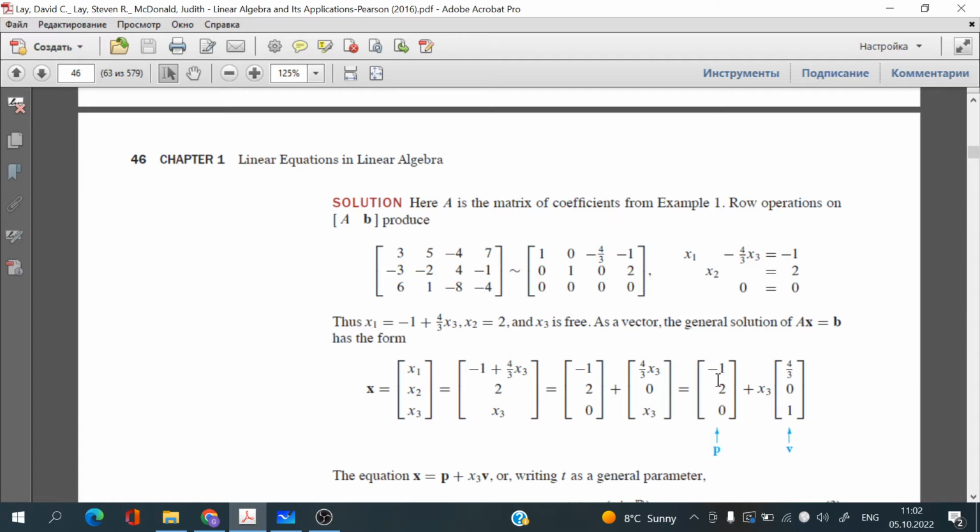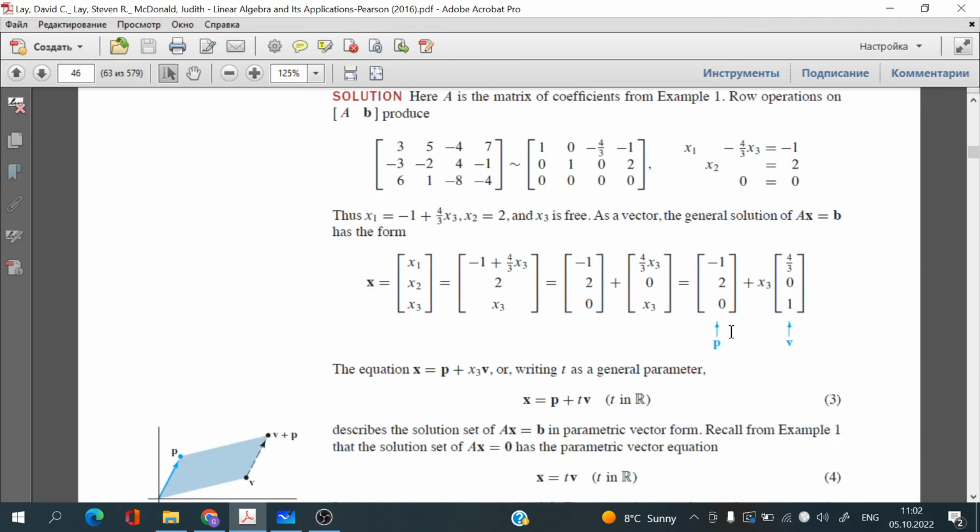So let's denote the first vector as p, the second one as v. And we can rewrite it as x equals p plus x3 times v. So this is our parametric form. Okay.